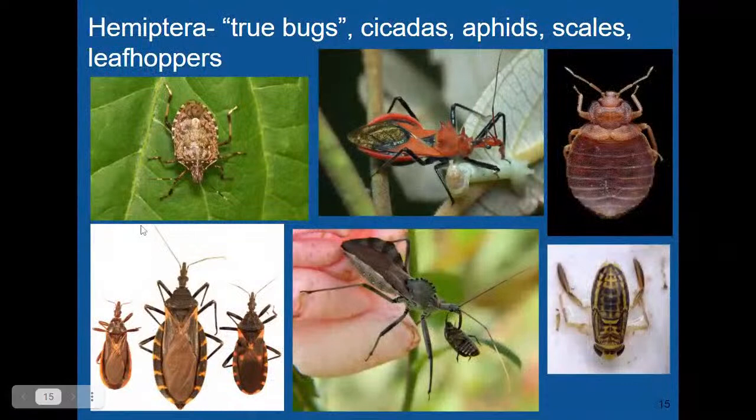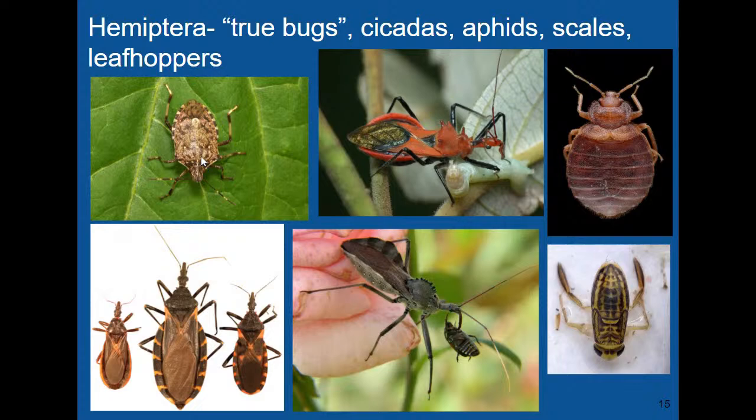All right, Hemiptera. Here are the, quote, true bugs. When you say bug to an entomologist, they think of this order, the Hemiptera. They have piercing, sucking mouth parts, and it is quite a large, diverse group. There's, like, stink bug. I think this is a brown marmorated stink bug.